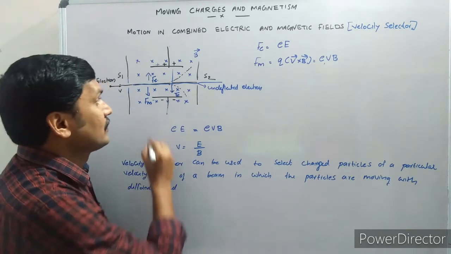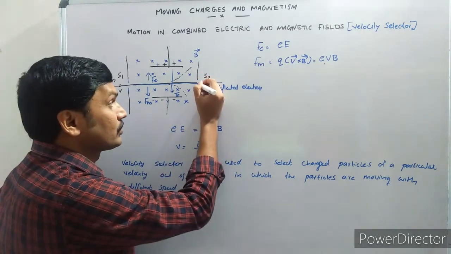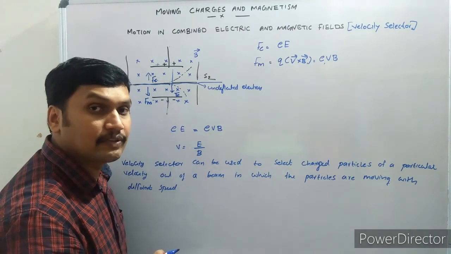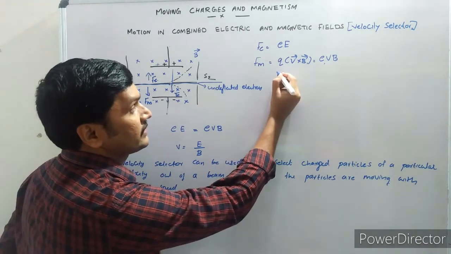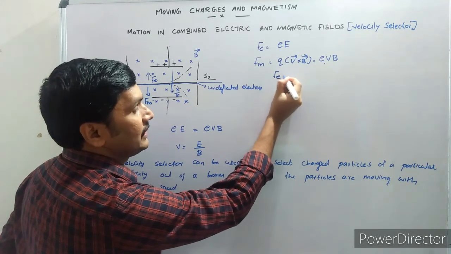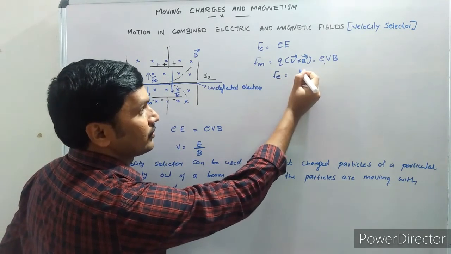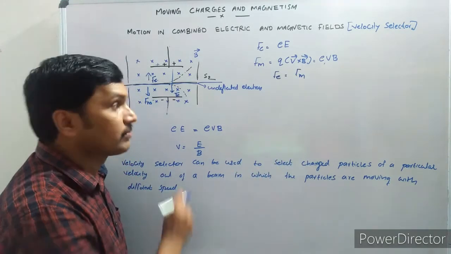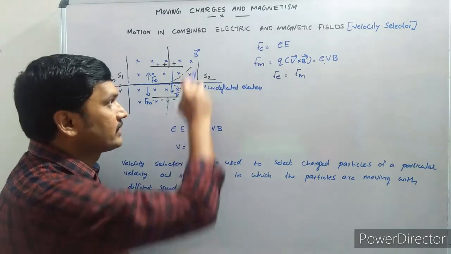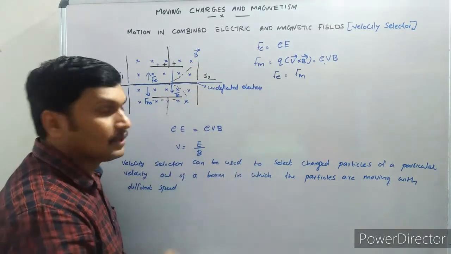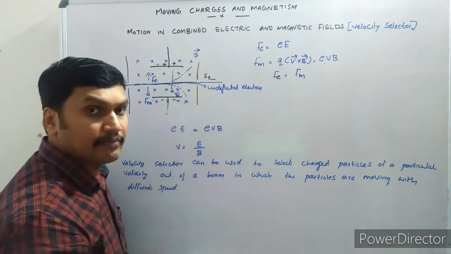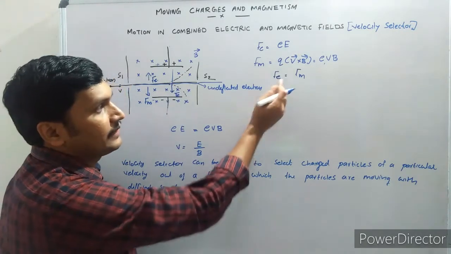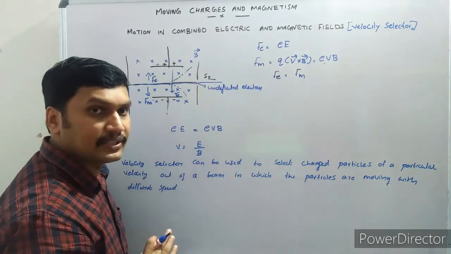So once the charge is not deflected and comes out through the slit S2, then we can write the velocity of such charges. The electric force will be equal to the magnetic force. Fe is equal to Fm. That's why it is not deflected. Once the charge comes out through the slit S2 by traveling through the same path, it means it's not deflected. No force is acting on that charge. So we can say the net force acting on it is zero.